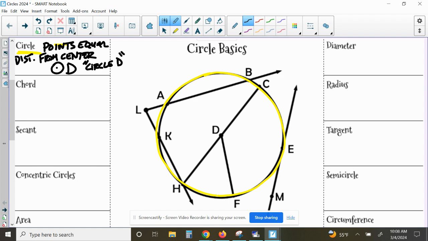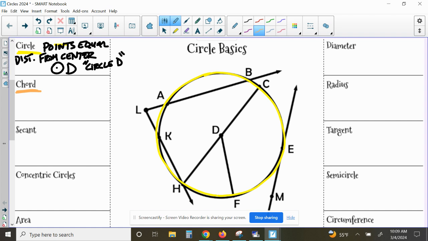Okie dokie. I'm going to switch to orange. Chord. I'll just color code new colors as I go. I might repeat colors and do dark and light by pushing hard and not pushing hard, just so we have a difference. A chord is going to be a segment that has both endpoints on the circle.